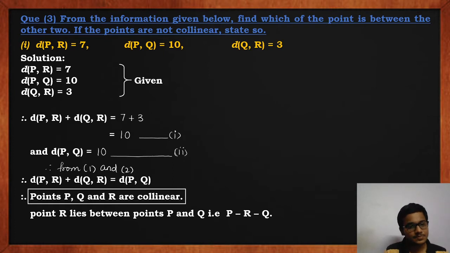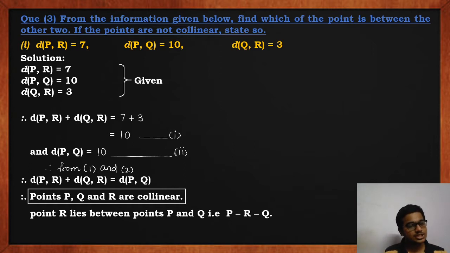I'll repeat the steps. First of all, write the given distances sequentially, in the manner it is given in the question. Analyze which is the biggest distance. So in this case, distance PQ equal to 10 units is the biggest distance. Ignore that and look at the other two smaller distances. Add the two other smaller distances. You'll get an answer. Compare that answer with the largest distance.